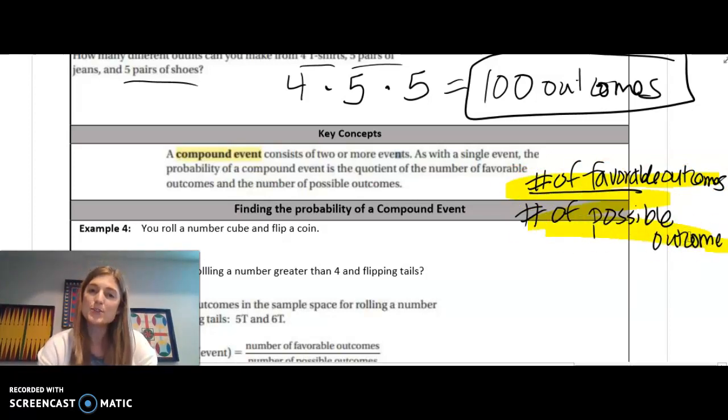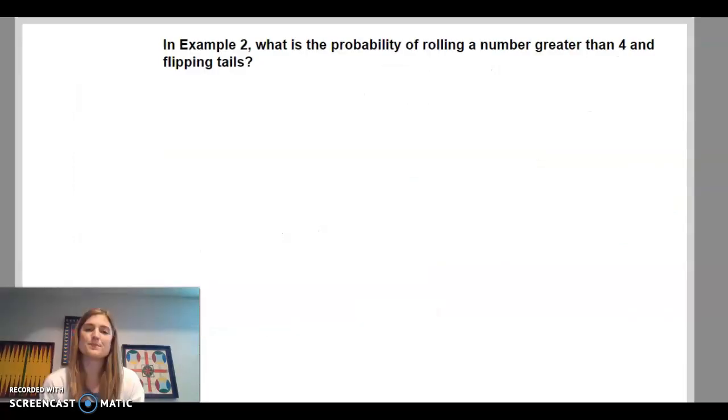So we're going to go ahead, do an example, we'll do a try it, and then we are all done, guys. So our example, this is example 4, but we're going to be going back to our example 2 when we were rolling the number cube and flipping a coin. So we want to know, what is the probability of rolling a number greater than 4 and flipping tails? Okay, so there's that compound event there. I want to know greater than 4 and flipping tails.